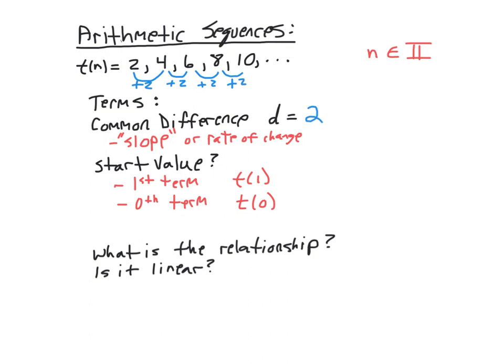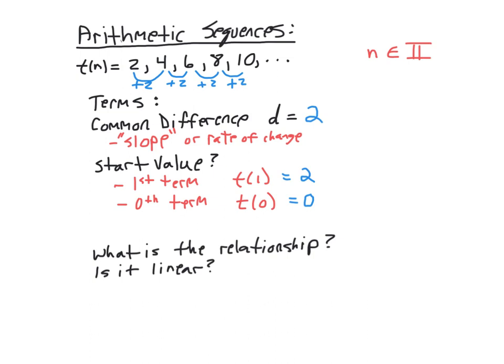So in this example, you can see that the first term, t of 1, is equal to 2. And then for t of 0, I would have to go backwards. Going backwards, I'm going to subtract my common difference off of t of 1. And 2 minus 2 would give me a 0. So in this case, t of 0 for this sequence would be 0. Okay, so I think you can see what this relationship is.